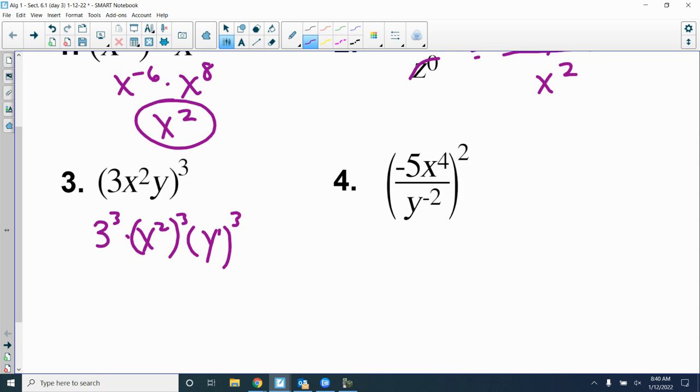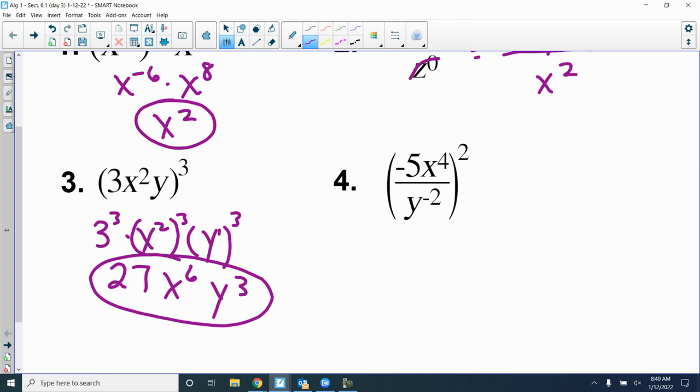Okay, what's 3 cubed, guys? It's not 3 times 3. It's 3 times 3 times 3. What's my x value? Guys, we multiply. What's 1 times 3? There's my answer right there.